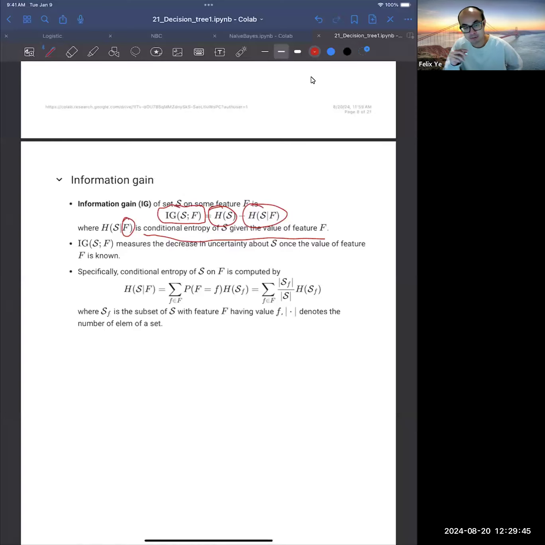If this information gain is high, that means feature F is more informative. If this information gain is low, that means F is less informative. As I said, this measures the decrease in uncertainty about the set S once the value of feature F is known. Once we know this feature, how much has the uncertainty decreased.